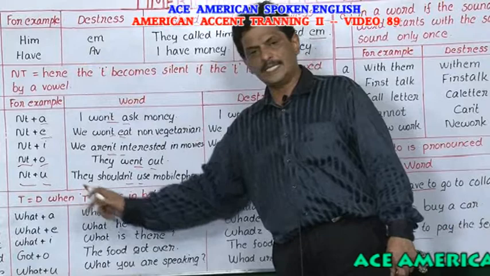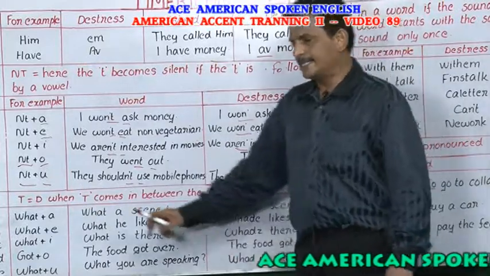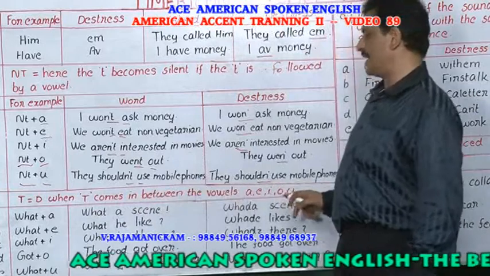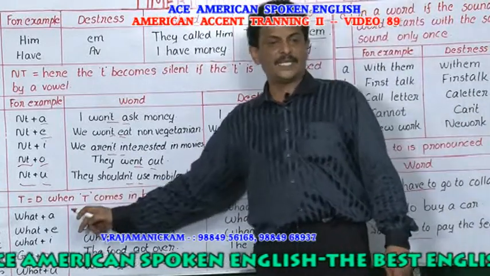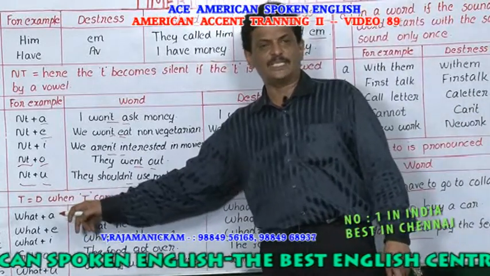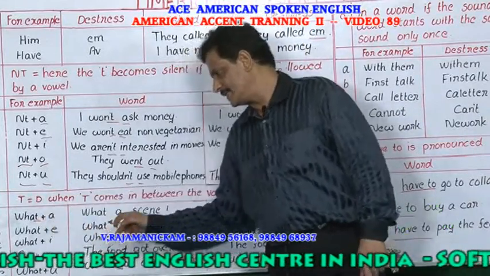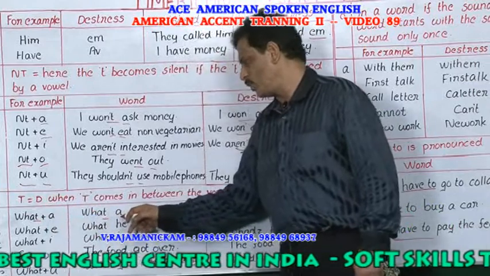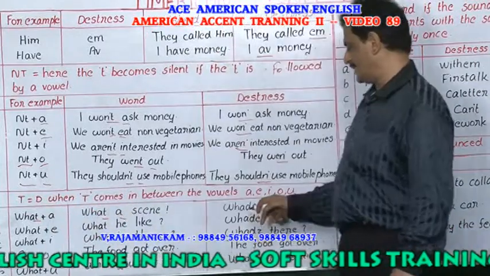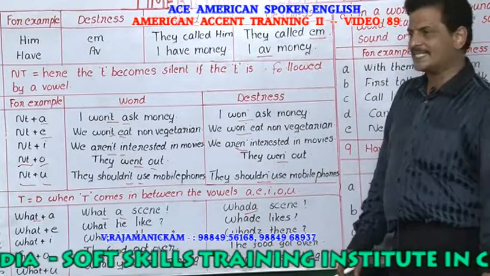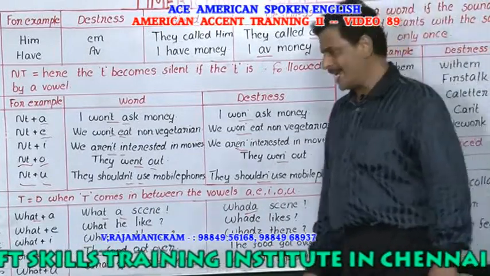Here, T is equal to D. T becomes D when T comes in between the vowels A, E, I, O, U. If there is a vowel in front of T and after T, this T is changed into D. See an example: what a scene. So what a scene changes into what a scene, with a D sound.